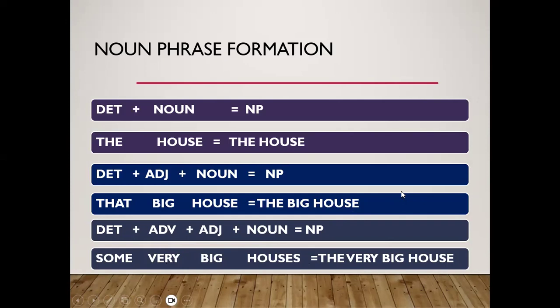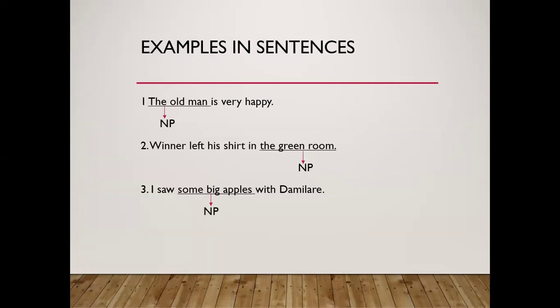So you can identify a noun phrase in some of these formations we have on the screen. Determiner plus a noun, determiner plus an adjective plus a noun, determiner plus an adverb plus an adjective plus a noun. All of these are noun phrases when they are used in combination. Now let's look at examples of sentences with noun phrases. Number 1, we have: The old man is very happy. In this expression, we underline the old man, which is a noun phrase. The here is a determiner, old is an adjective, and man is a noun. So all together would give you a noun phrase.